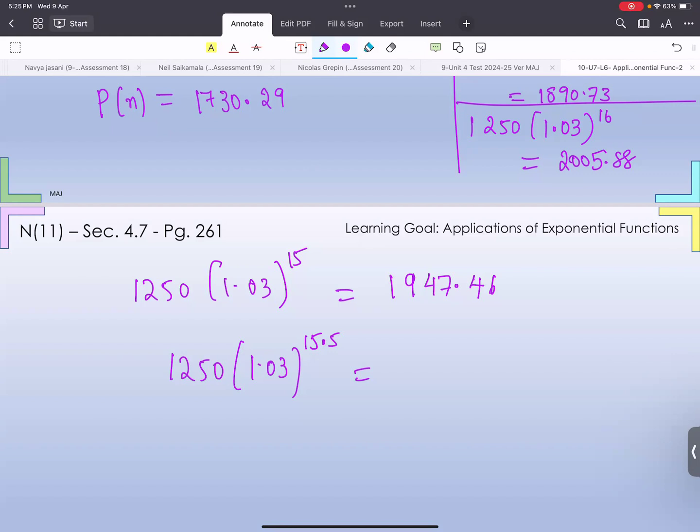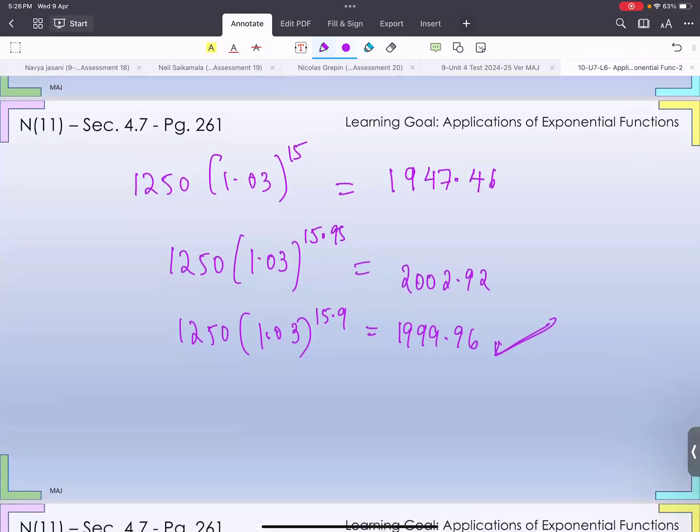So maybe 15.9. Okay, so I'm going to go 15.95 and see what happens. Basically at 15.95, I have 2,002.92, and at 1250 times 1.03 to the power of 15.99, I have 1999.96. I'm going to pick this value, okay? So n is equal to 15.9.